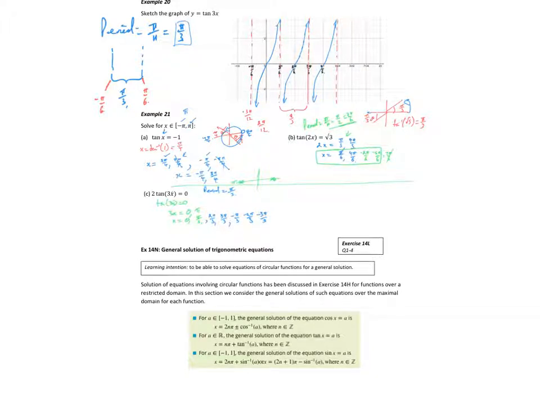Okay, so just about in the home straight, boys. What we're looking at now is our general solution for trig equations.